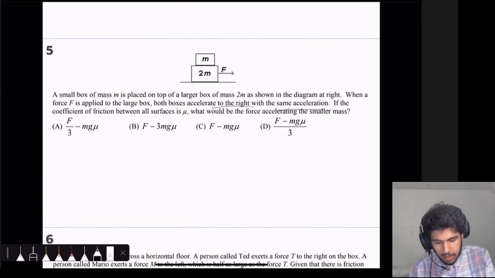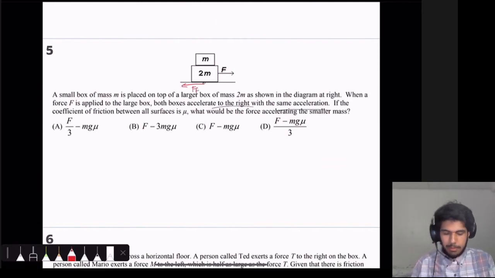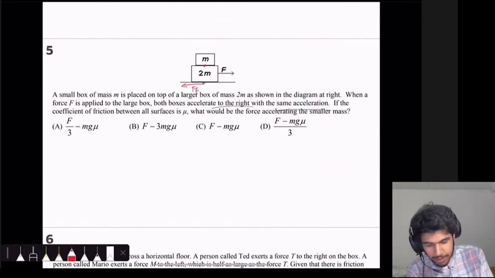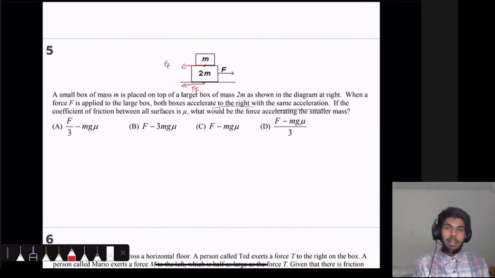So clearly there's a force of friction this way, right? Because it has to oppose motion, and the blocks are moving to the right. But also, there's a force of friction in between these 2 blocks. There has to be, otherwise the mass m would just fly off of the 2m mass. There has to be that frictional force holding it onto the 2m block. So there's 2 frictional forces there, and the coefficient of friction between all of them is mu.